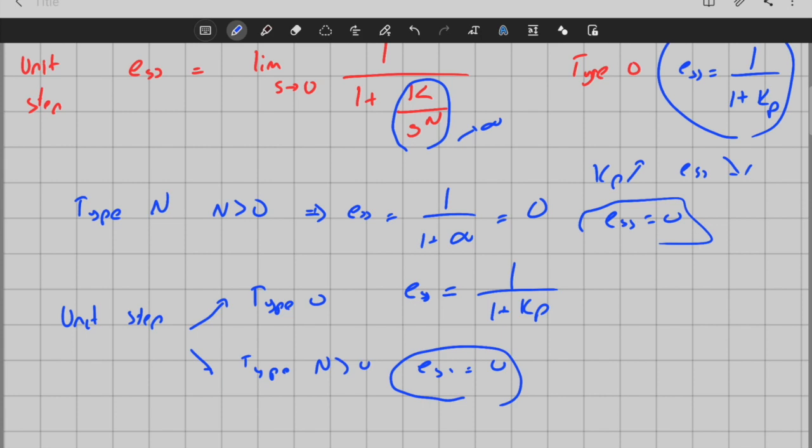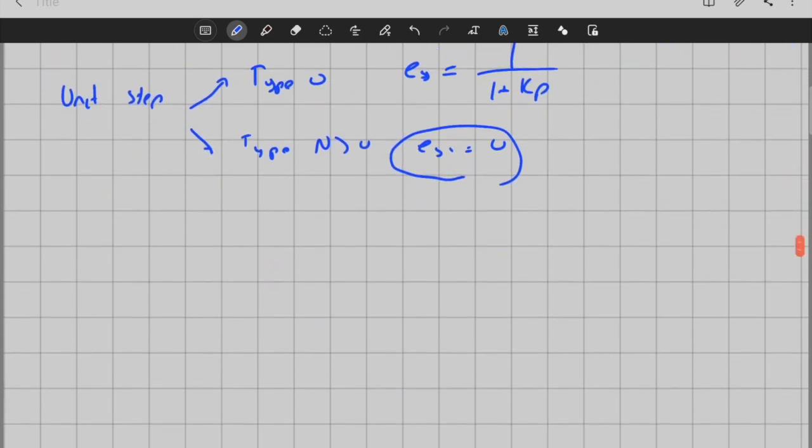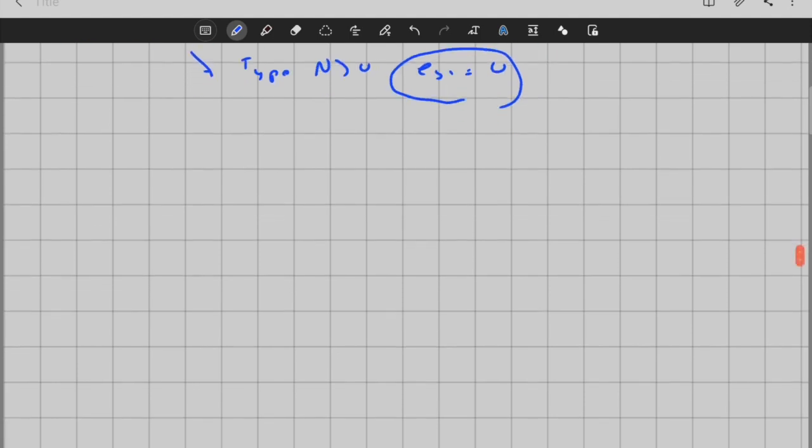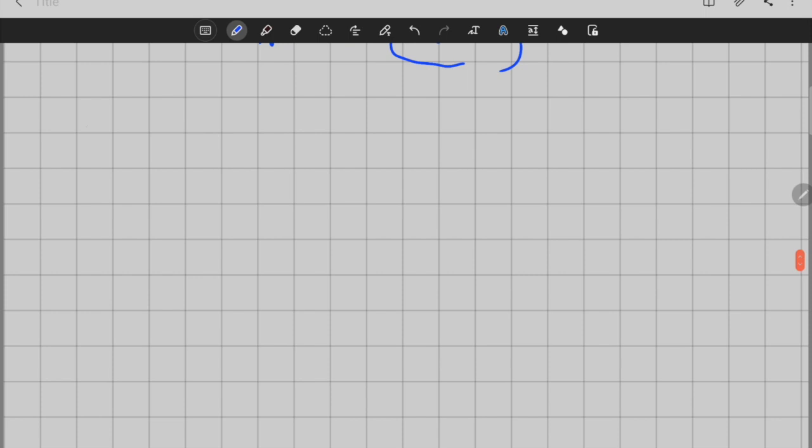Okay, that's great. So what is the next important input that you can use to characterize the steady state error or steady state performance of the system? Of course, it is unit ramp input, such that r(t) is equal to t times the unit step, or let's say t for t greater than or equal to 0, and it's equal to 0 for t less than 0. And we know that the Laplace transform is equal to 1 over s squared.